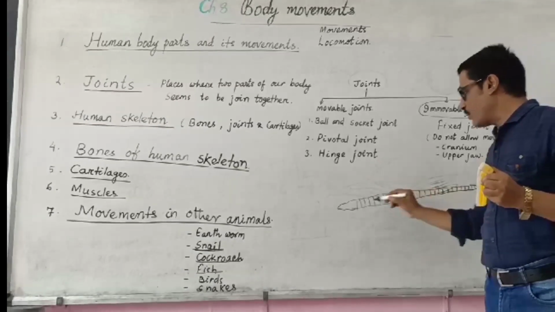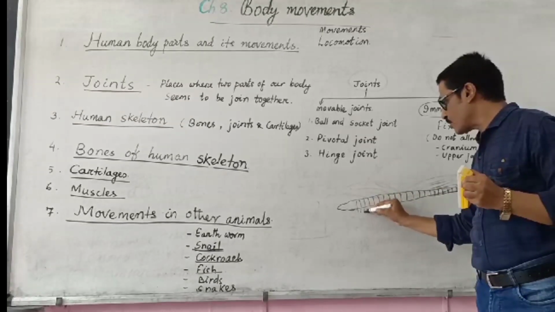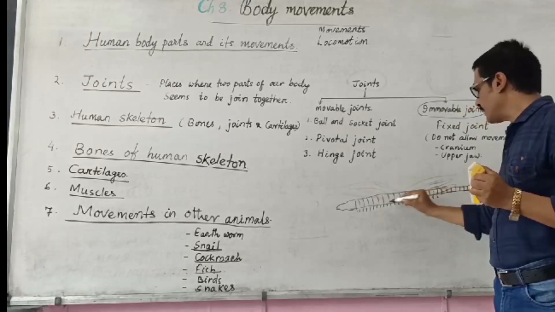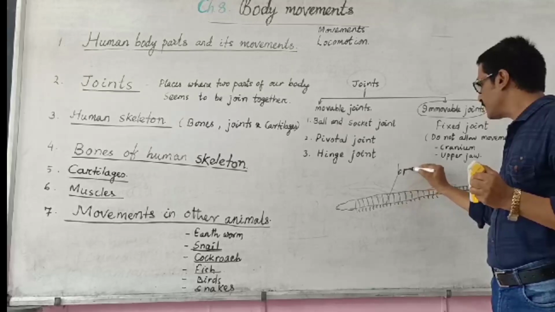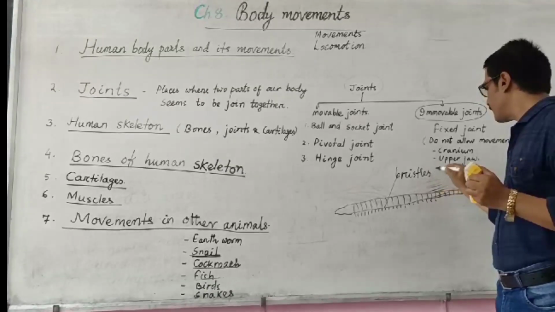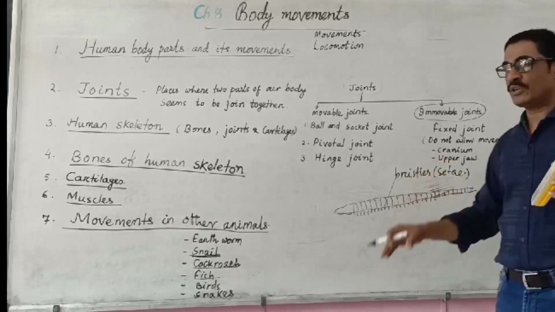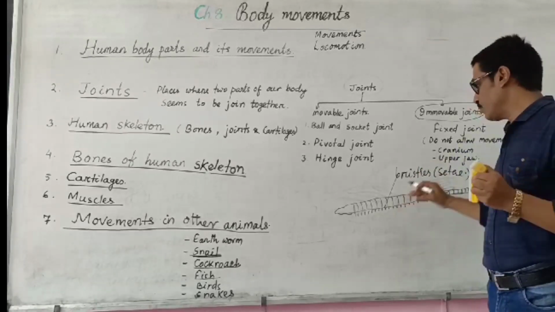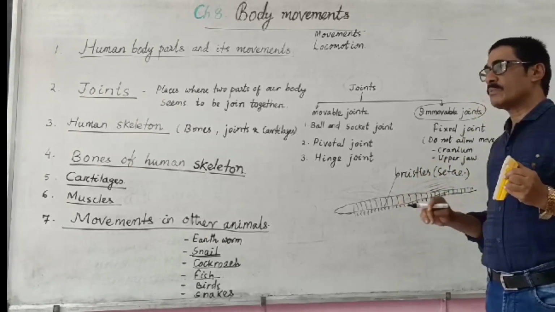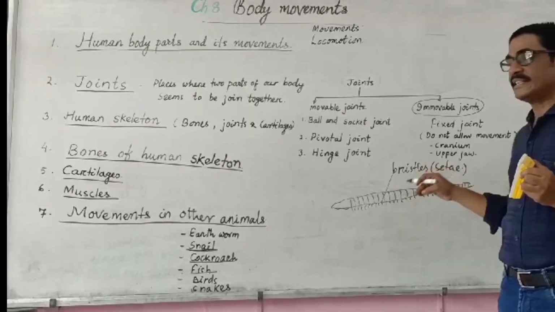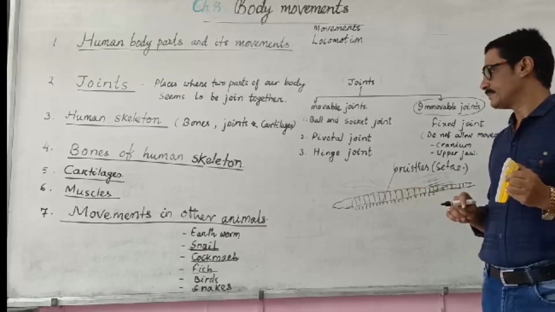To grip the ground, there are some hair-like structures. These are called bristles or setae. These give a good grip on the ground while it moves. Some slime substance is also secreted from its body that facilitates its movement.